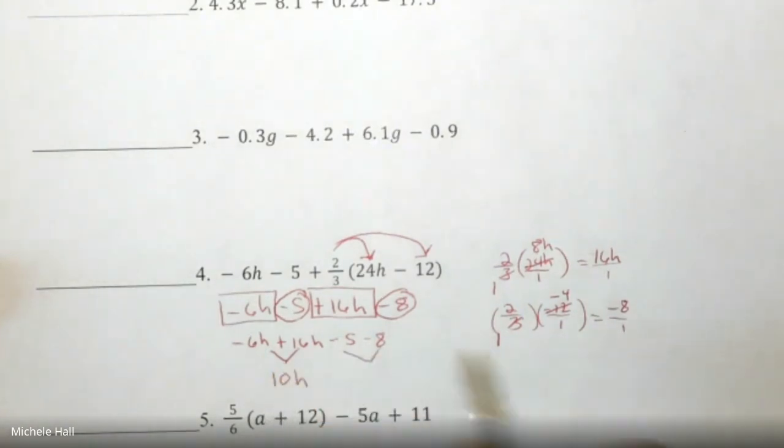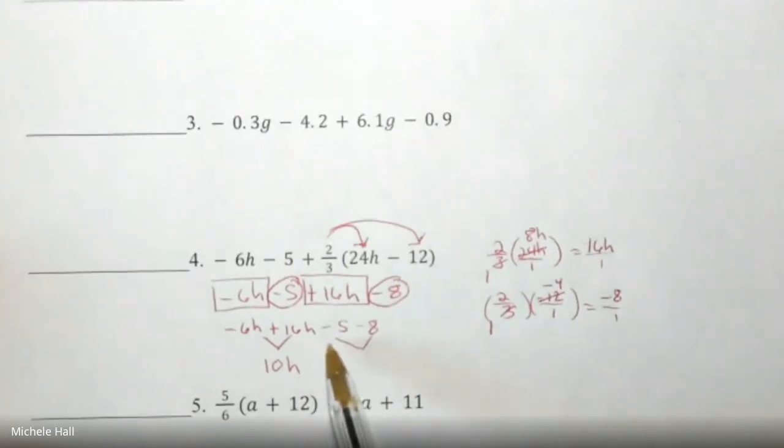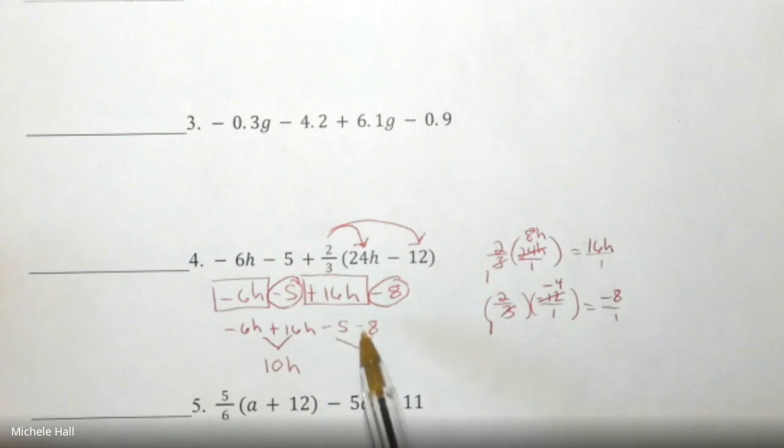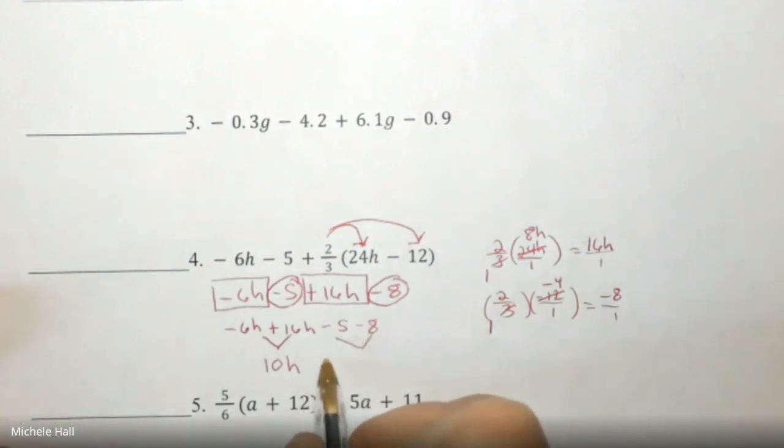Now I'd like to combine my constants. Negative 5 and negative 8, those are the same sign. When it's the same sign, we add them up and keep the same sign.